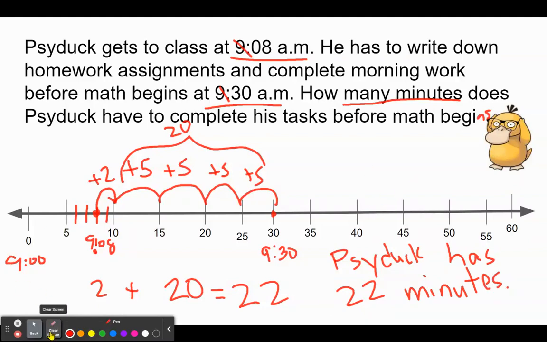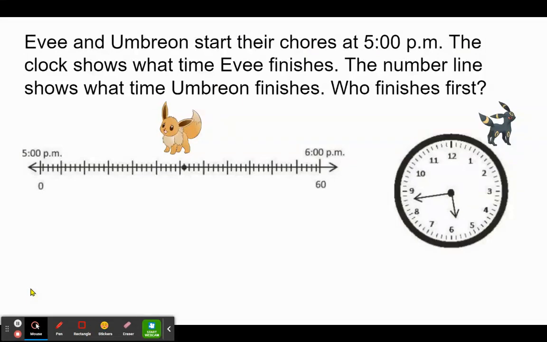Okay, all right. So now let's go on to our next problem. So our next problem is about Evie and Umbreon. I hope I'm saying that right. So Evie and Umbreon start their chores at 5 p.m. The clock shows what time Evie finishes. The number line shows what time Umbreon finishes. Who finishes first?